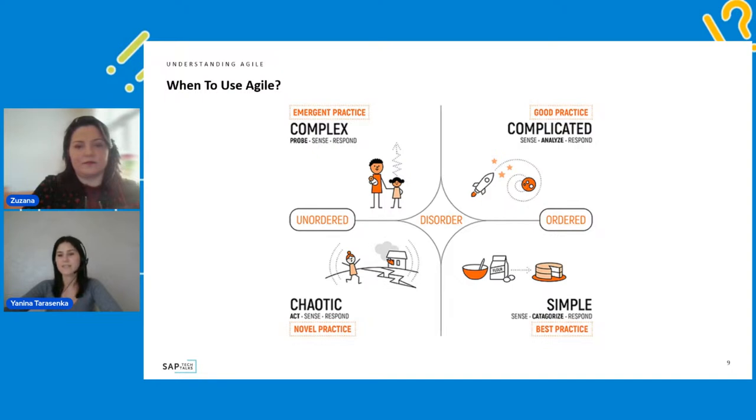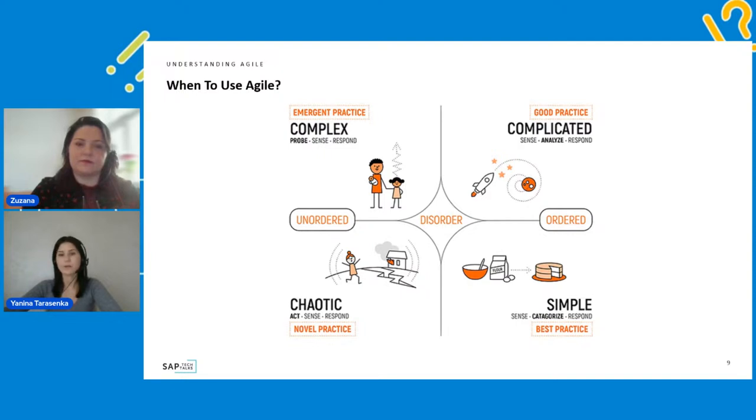The next domain is the complicated one. In this domain, it already involves a less clear cause and effect and requires some expertise to be solved. A good example may be building a rocket and sending it to space. Probably here you also need a list of predefined actions, and those actions are absolutely clear, but not all people can do that. You need to be an expert to achieve the result.